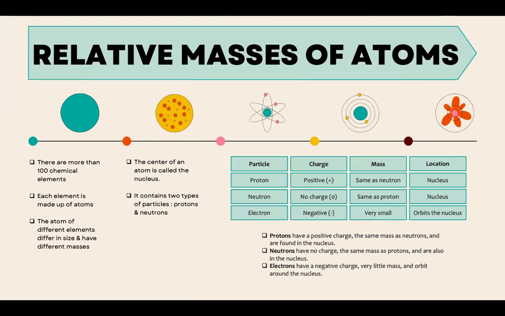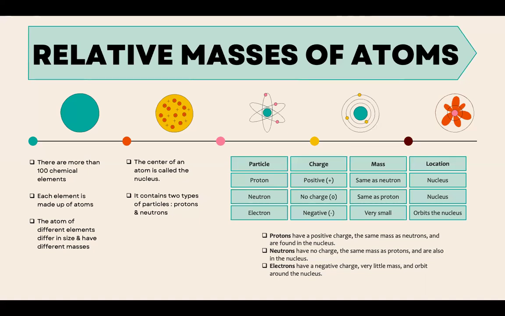Relative masses of atoms. There are more than 100 chemical elements, and each element is made up of atoms. The atoms of different elements differ in size and have different masses. The center of an atom is called the nucleus. It contains two types of particles, namely protons and neutrons.